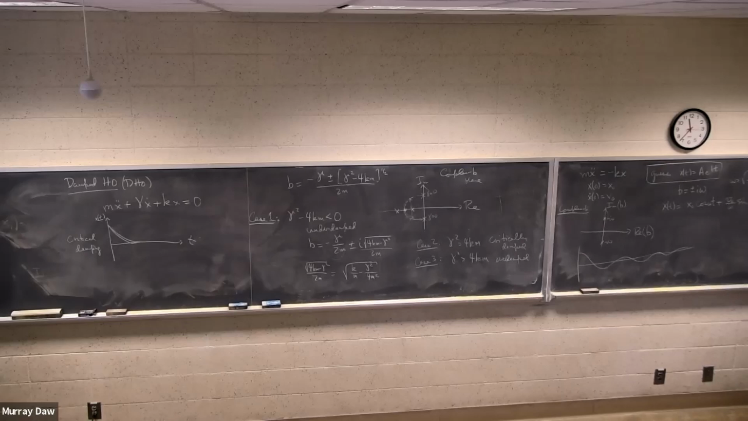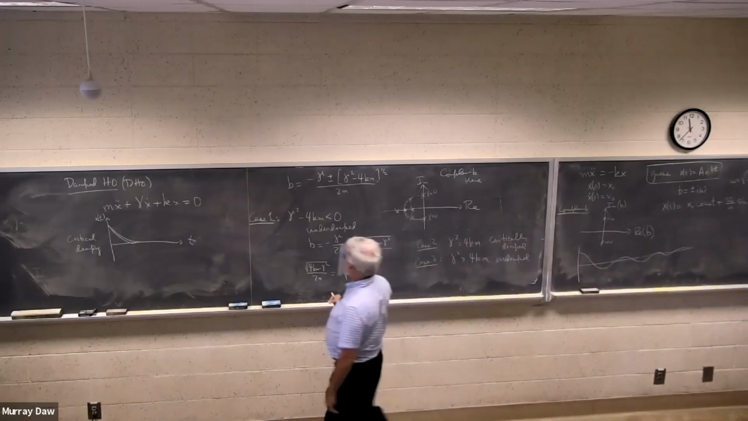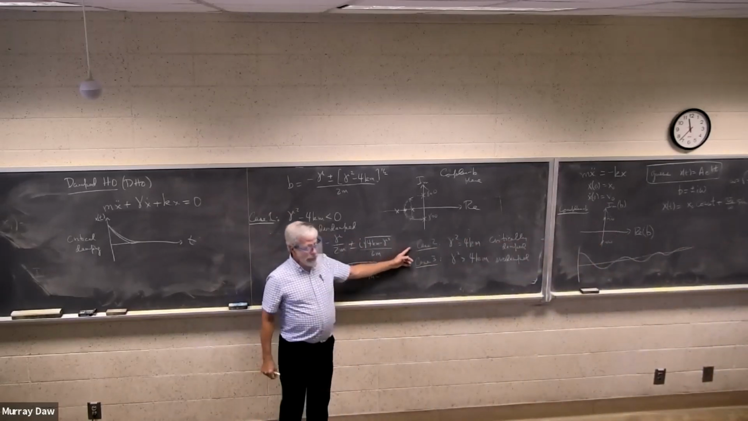Right? Because the car is going to keep on rocking after you run over the bump. You want it overdamped, or at least critically damped. So this is a shock absorber. You want something around here.